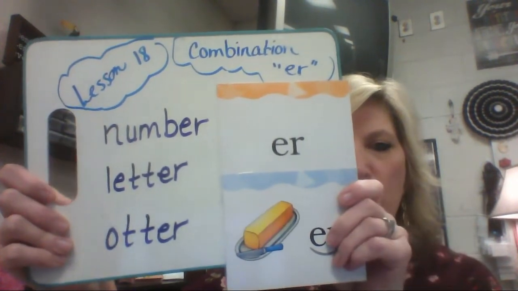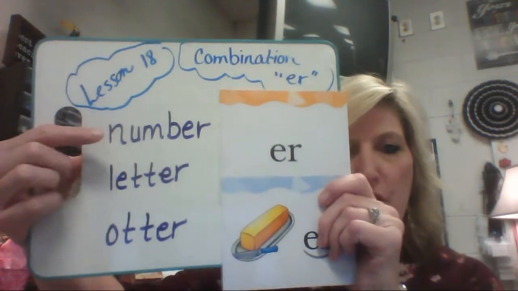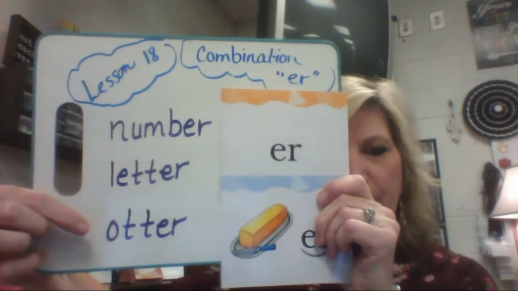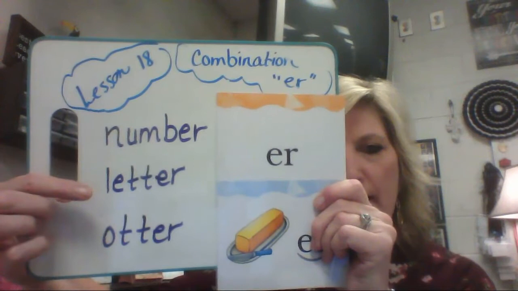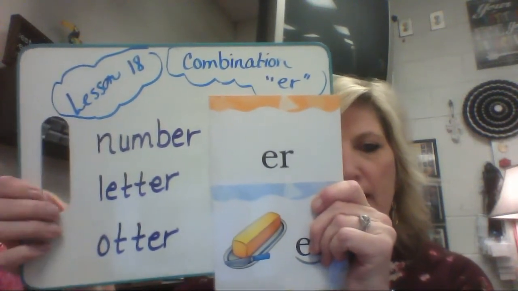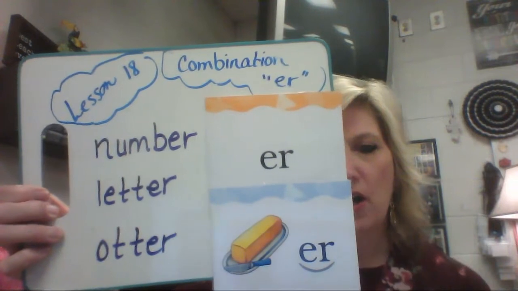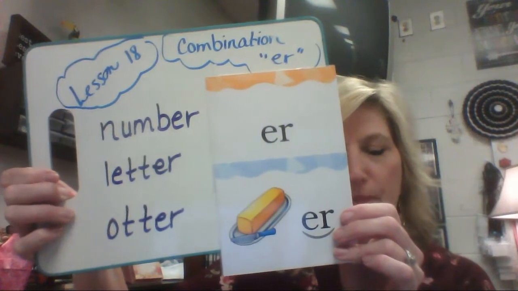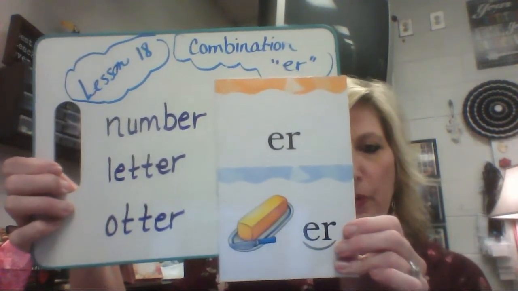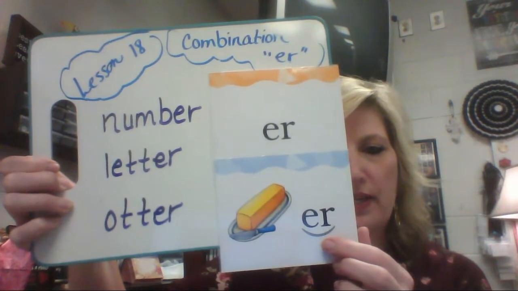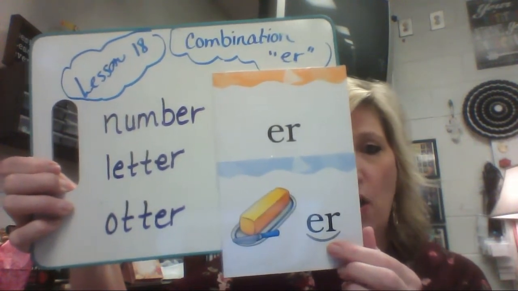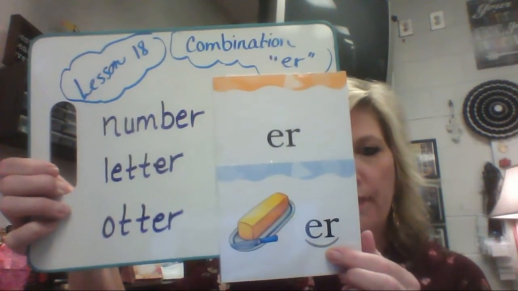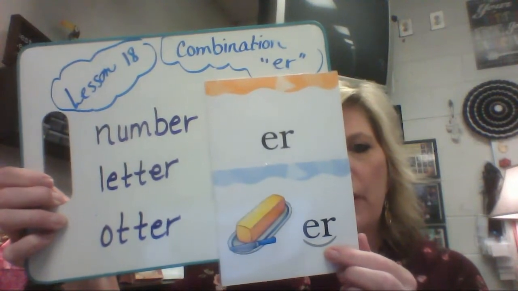So we have 3 words, okay? So we have number, letter, otter. Okay, number, letter, otter. Each one of these ends in an ER. In the picture, if you'll notice that it is a picture of butter, and we are going to put a little smiley under the ER, and we call that an arc, A-R-C, an arc. And we're going to arc the combination ER. Okay, so Miss Bray's going to quickly do that on my board.